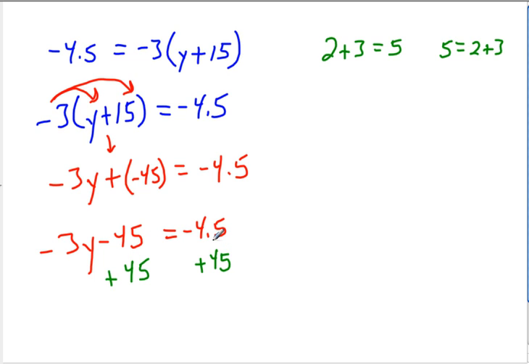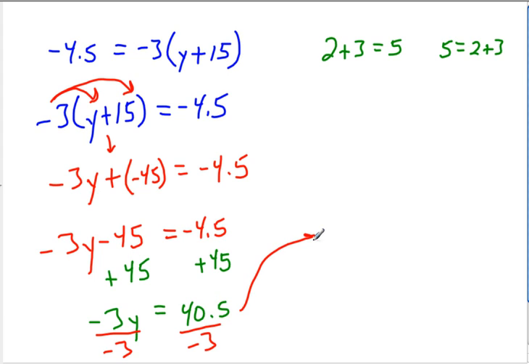45 minus 4.5 is 40.5. And then we're going to divide both sides by -3, right? Not just 3, but -3. And let me slide over here to finish this.